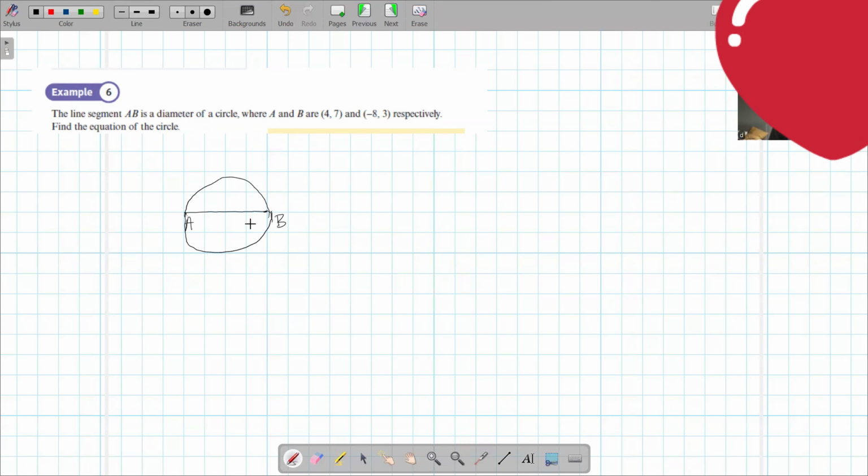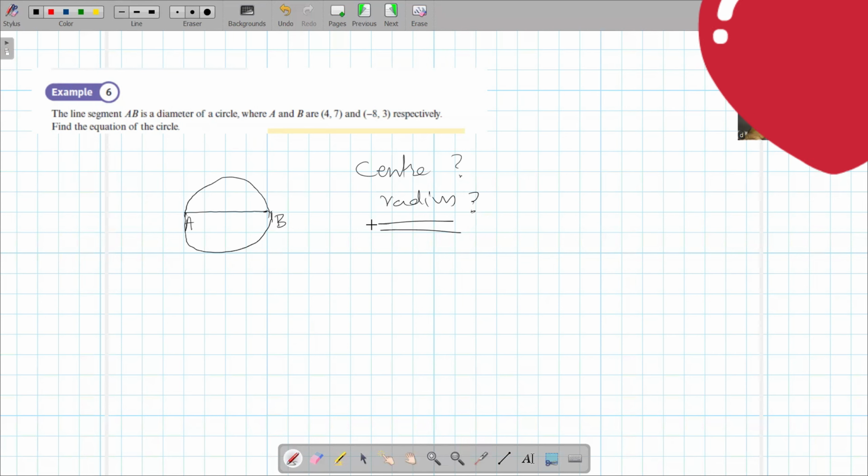How can we find the equation of the circle now? Find the perpendicular bisector. So for writing an equation, what do we need? What are the parameters in the standard form? We need the center and the radius. If you know the center and radius, you can find the equation. We are given the diameter, the endpoints of the diameter. So what should we find first of all?